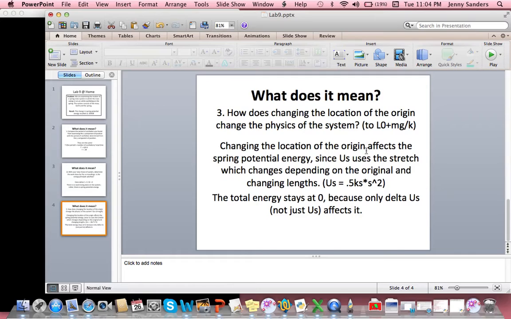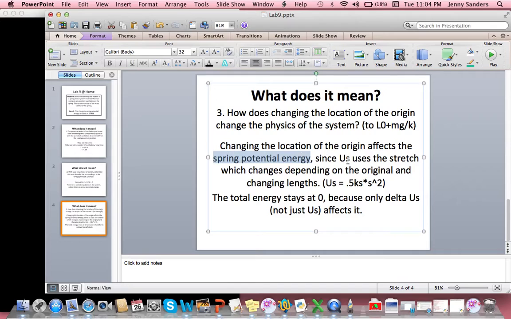For my third what-if question, I said, how does changing the location of the origin change the physics of the system? As I changed the origin to the original length plus mass times gravity over K, it only affects the spring potential energy, since U_S uses the stretch, which changes depending on the original and changing lengths. U_S equals 1/2 K times S squared. So it depends on the stretch, which is going to continually change, which the origin affects. The total energy stays at 0 because only delta U_S affects it.